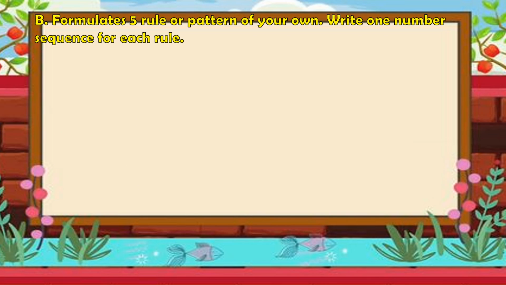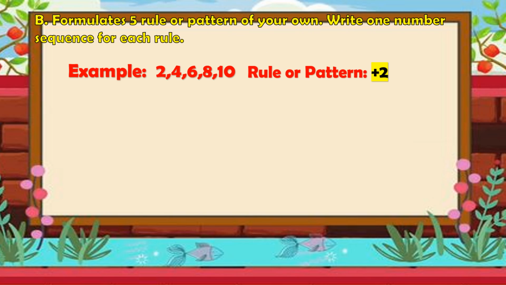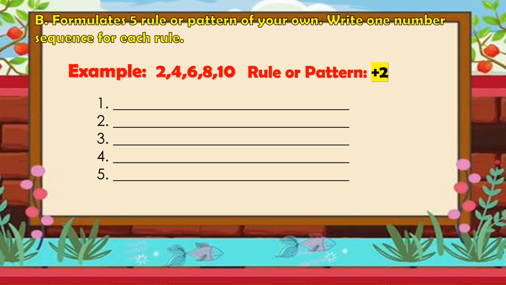For letter B, formulate 5 rules or patterns of your own. Write one number sequence for each rule. So I have here an example. So we have 2, 4, 6, 8, and 10. And the rule or pattern is plus 2. Now, you have to make your own or formulate your own rule for 1 to 5.